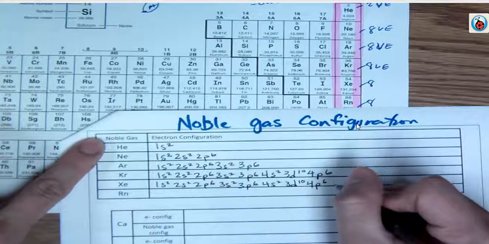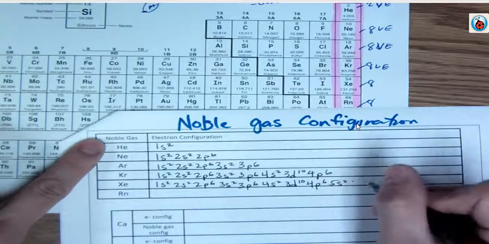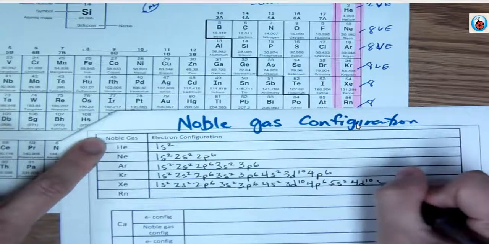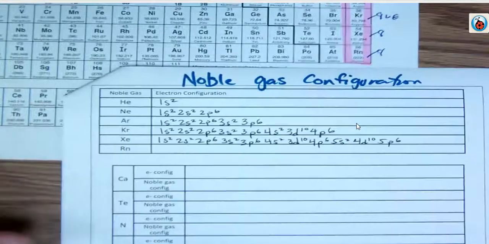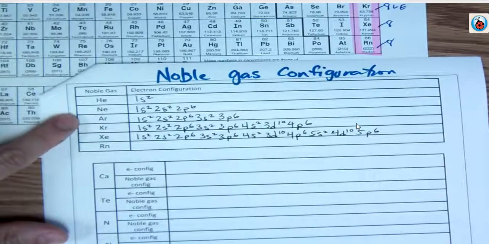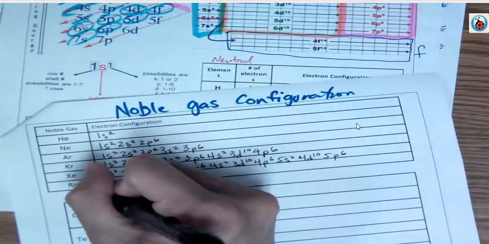What's after 4p? 5s2, and then after 5s is 4d10, and 5p6. Okay? And then radon. Oh my goodness. So radon's a little more complicated here. We better get our diagonal rule ready. Radon is on row 6, 86 electrons. Okay, 86 electrons.